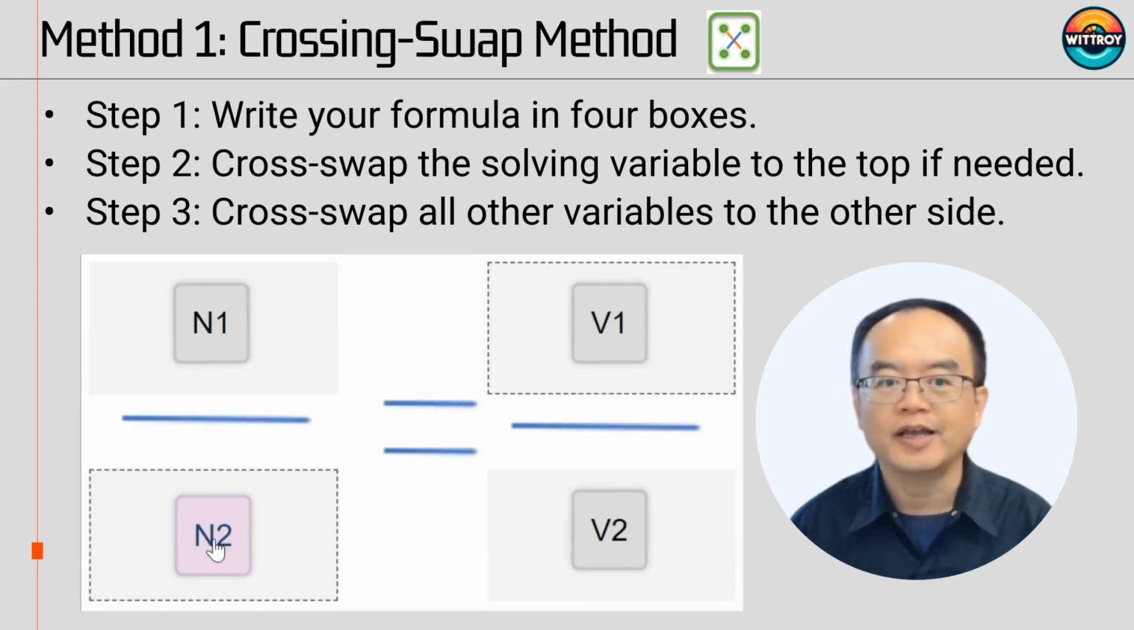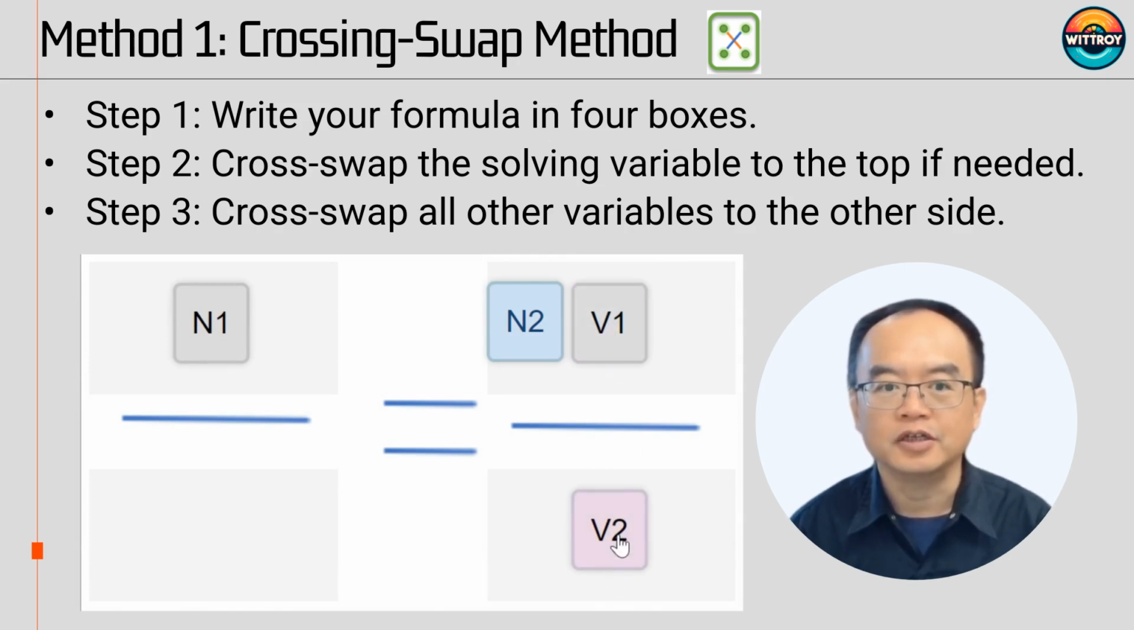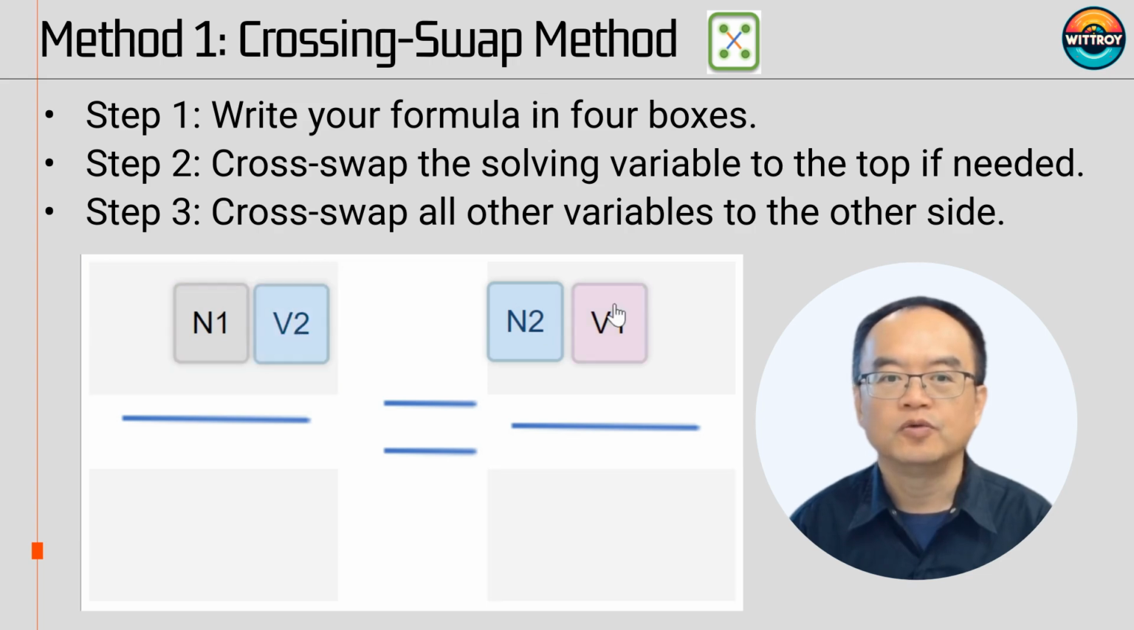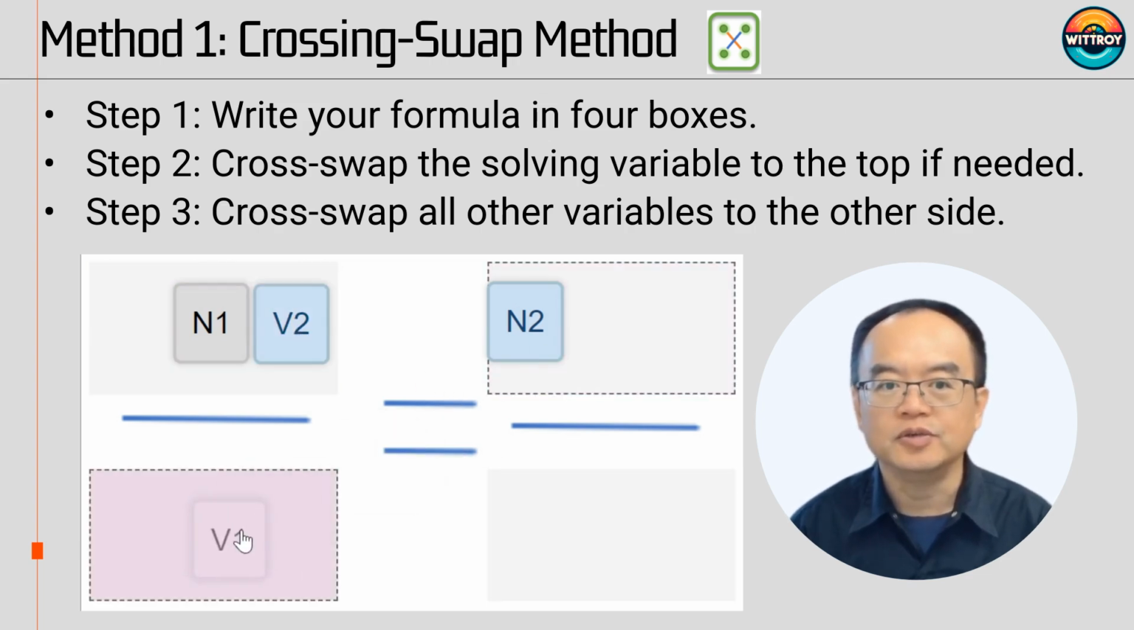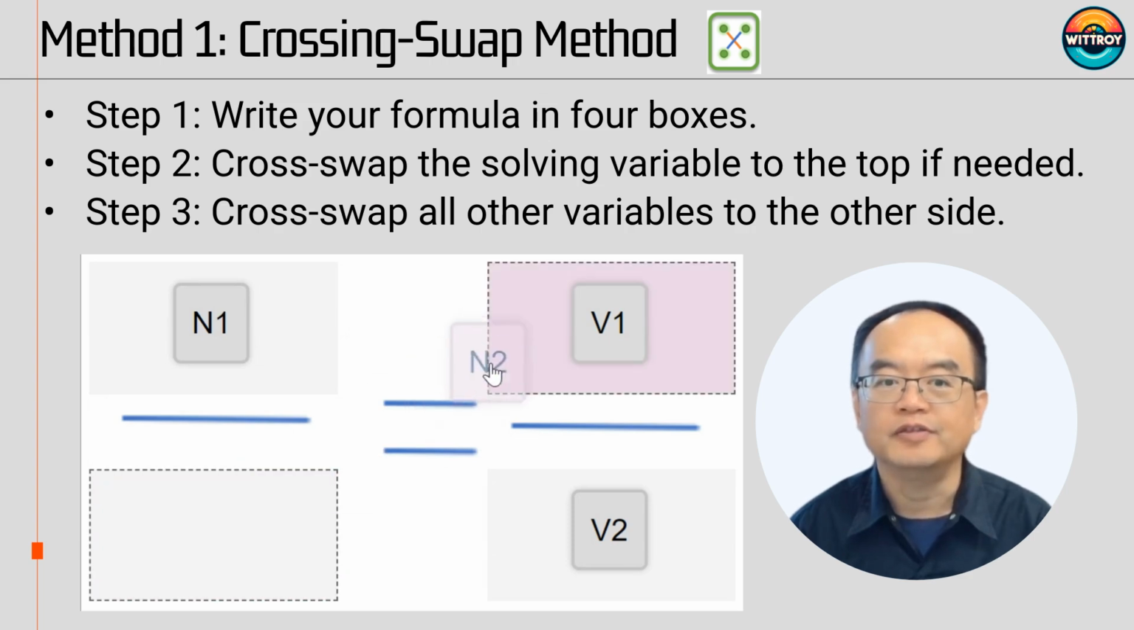Now we are solving for N2 this time. Step 1, write the formula in 4 boxes. Step 2, choose the variable you want to solve for, which is N2. Since N2 is at the bottom on the left, we need to move it to the top on the right. Step 3, cross-swap all other variables to isolate N2.